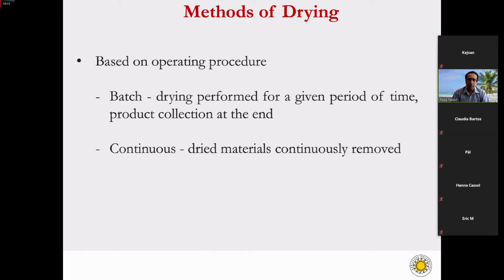There are many methods of drying, and normally we can classify them based on their operating procedure. Like we can have drying in a batch process, we can have drying in a continuous process. Drying performed for a given period of time and product collected in the end, it's part of the batch drying. But in the continuous drying, we dry our material continuously. So we add the wet solid continuously, and then we remove our dried solid continuously from the dryer. So these are based on the mode of drying: batch drying and continuous drying.